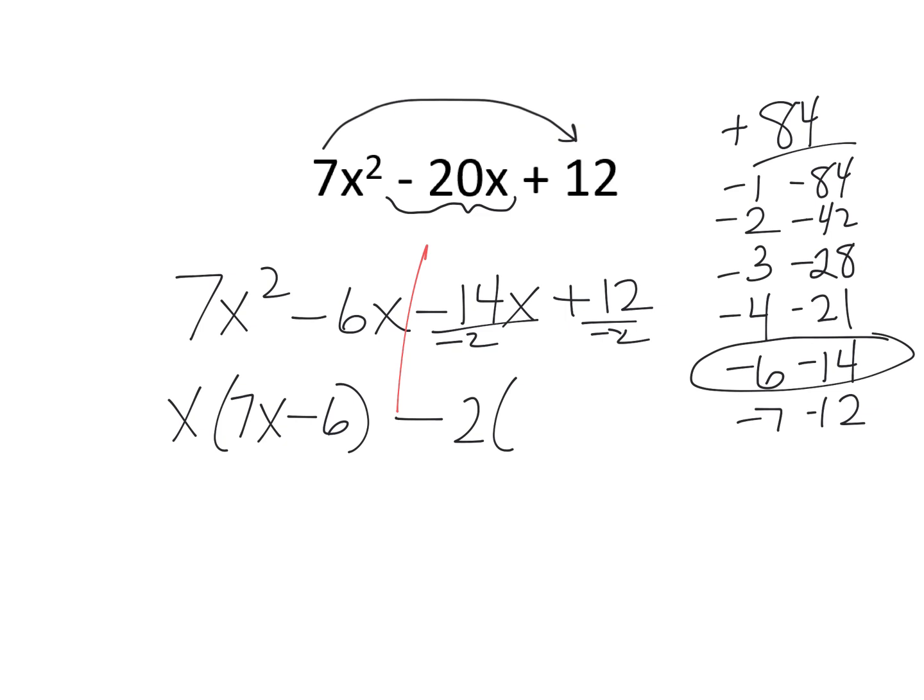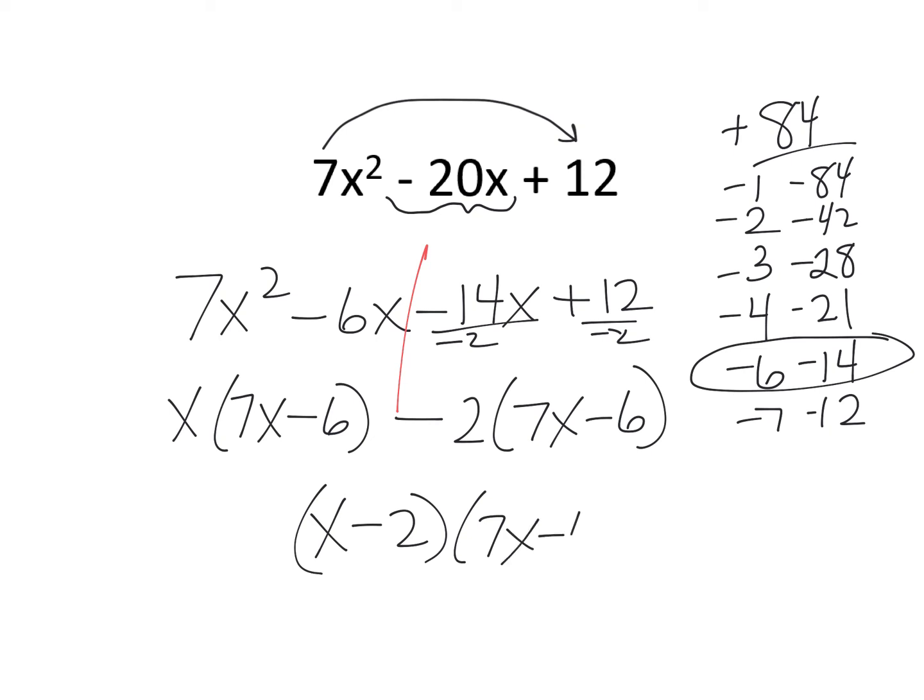And so that leaves me with a 7x. And then a positive 12 divided by a negative 2 is a negative 6, which is good because that has to match the other binomial. All right, take the two guys on the outside, put them together. And then this one, and you are done.